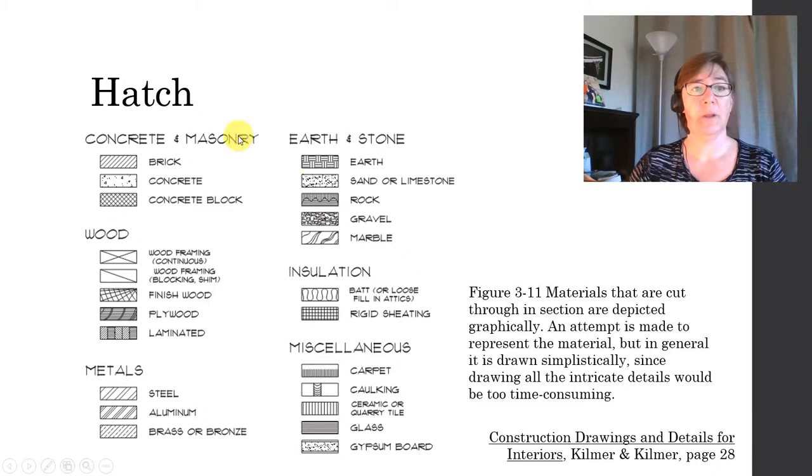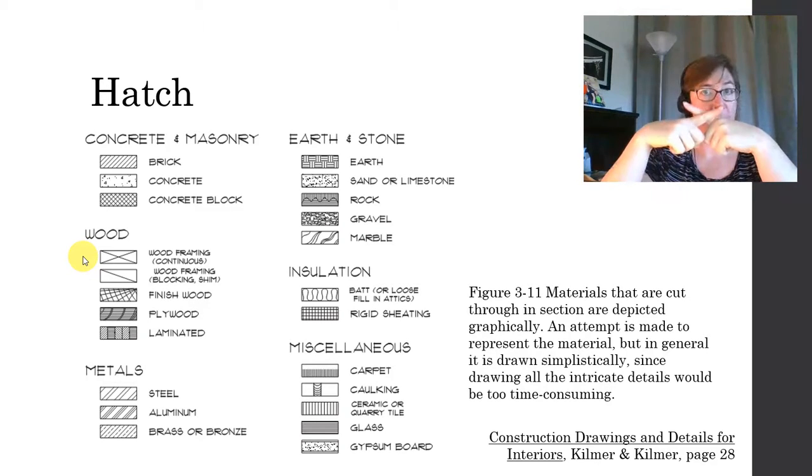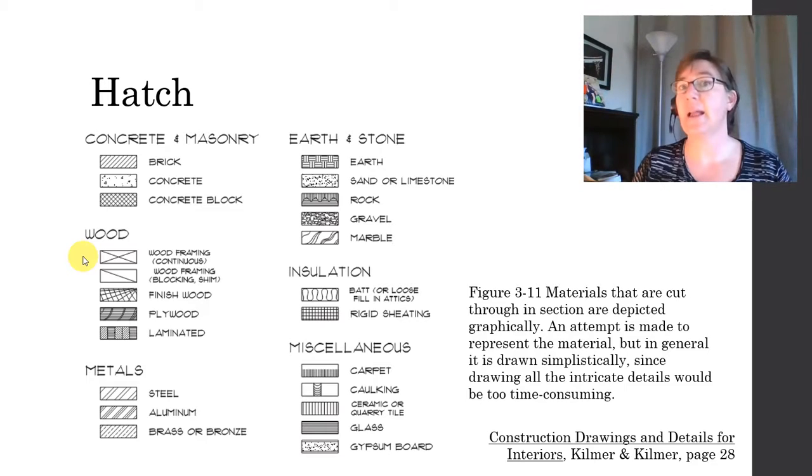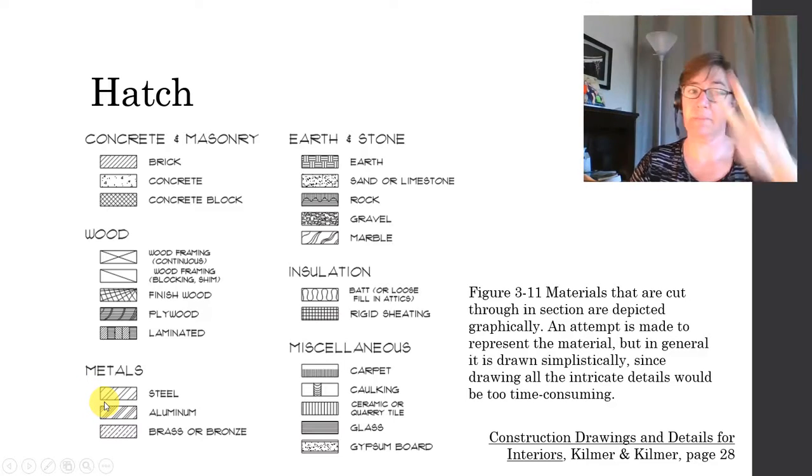cut through in section: brick, concrete, concrete block or CMU, wood. Structural lumber is usually shown with an X through it. It's not exactly a hatch pattern, but same thing. Plywood. Here are some metals down here. A steel beam, for example, will have this double line pattern.